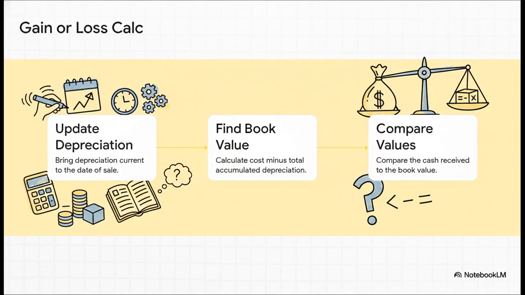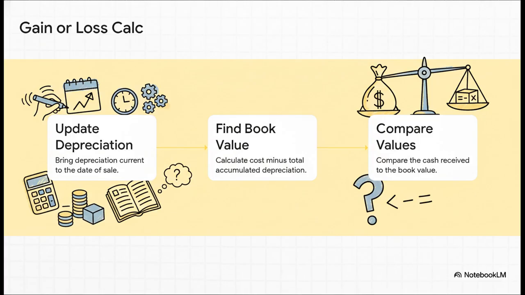It's a 3-step process to record the transaction. First, and you must always do this, we have to update depreciation right up to the date of the sale. Now, for our example, we'll keep it simple and assume the sale happens on January 1st of year 4, so our depreciation is already up to date through the end of year 3.